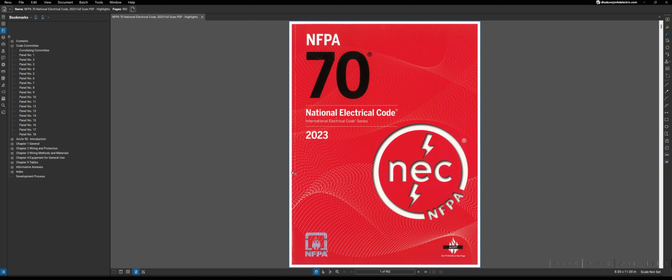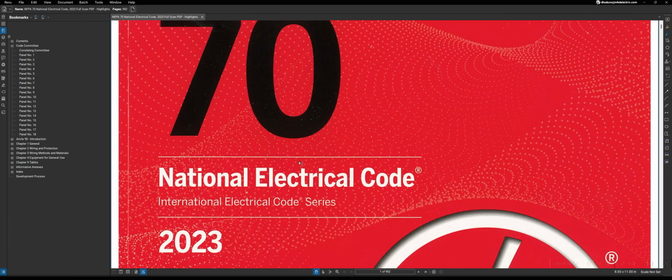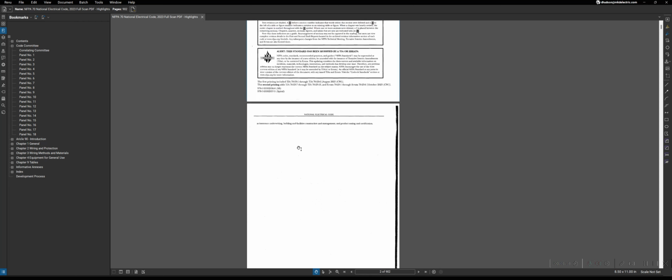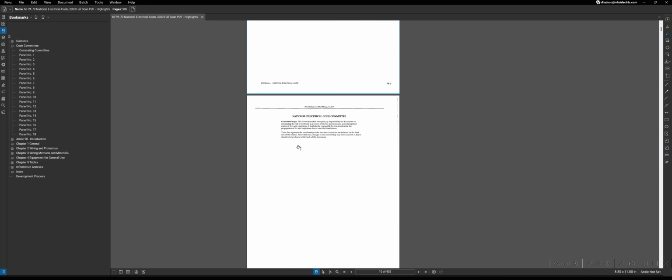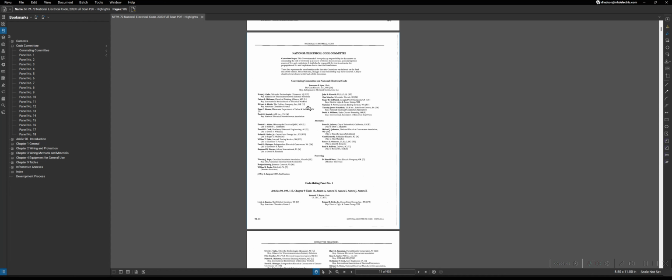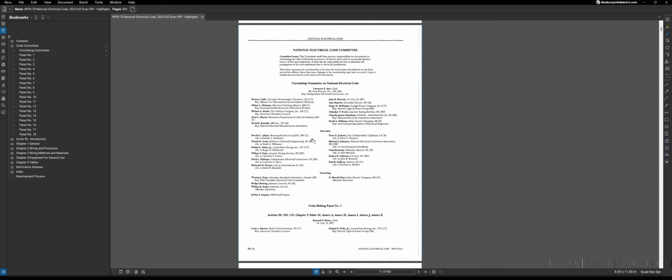In addition to that, it was only written by around 12 or so actual individuals, 12 to 20, I believe. Whereas now there are over 500 people per year who are involved in the creation of the NEC. If we scroll through our pages here, if you're following along in your book, you would be flipping. Starting on pages right here, 11, this is actually the Code Making Committee.